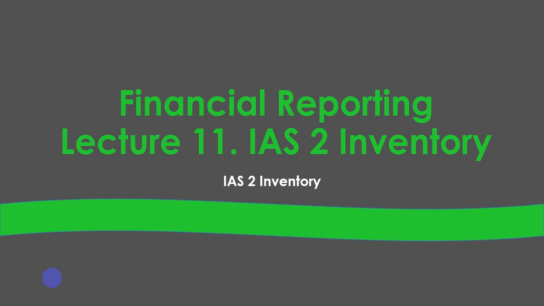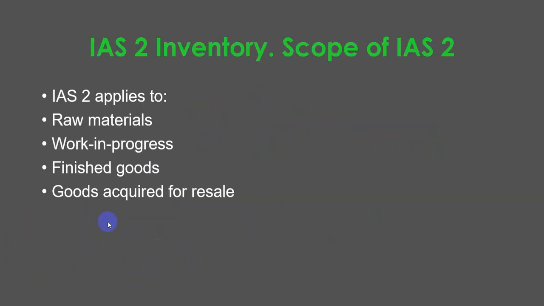Hello friends, this is our 11th video lecture and it will be about IAS 2 inventory. So, scope of IAS 2 inventory. IAS 2 applies to raw materials, work in progress, finished goods, goods acquired for resale.